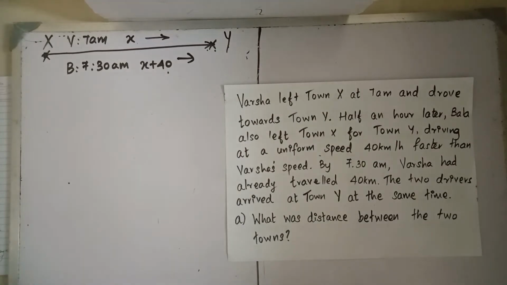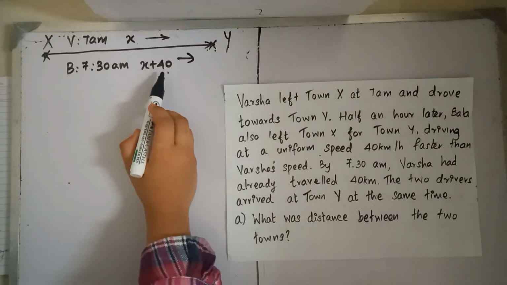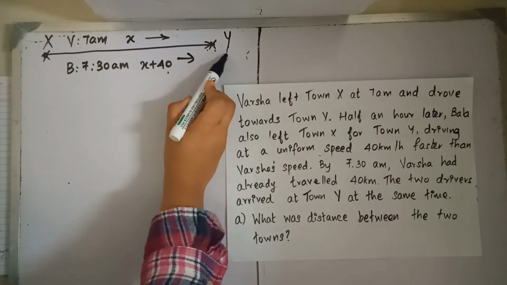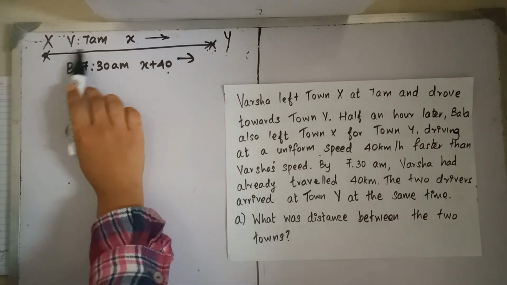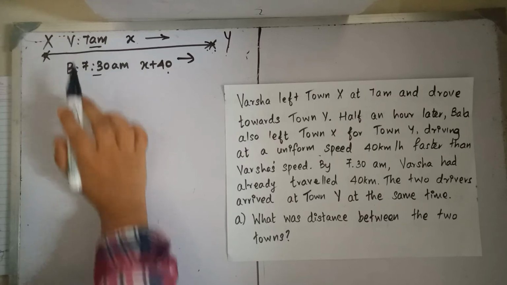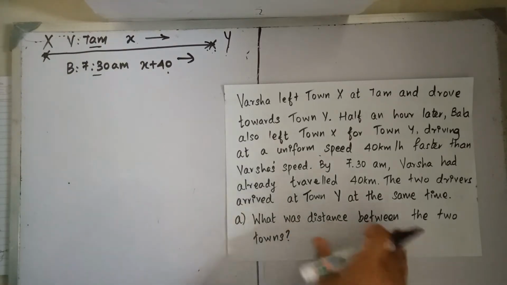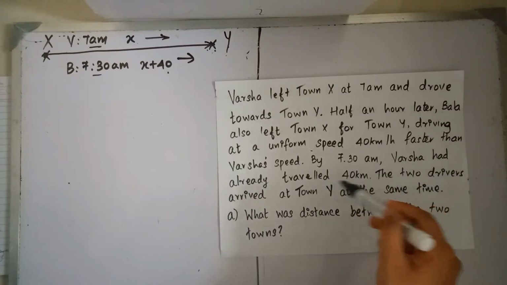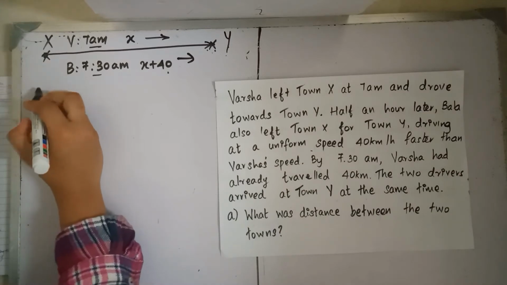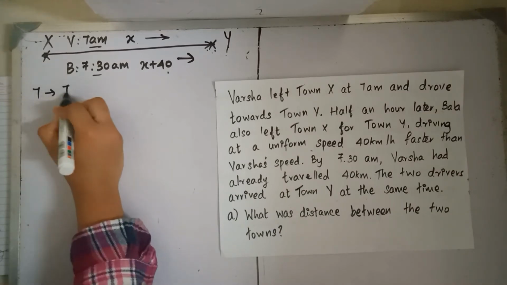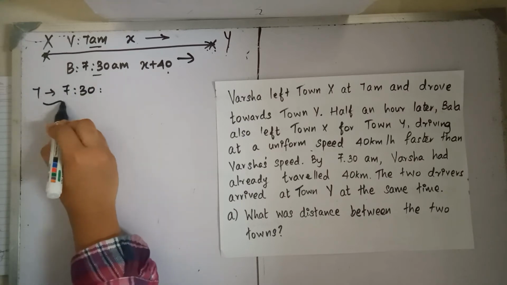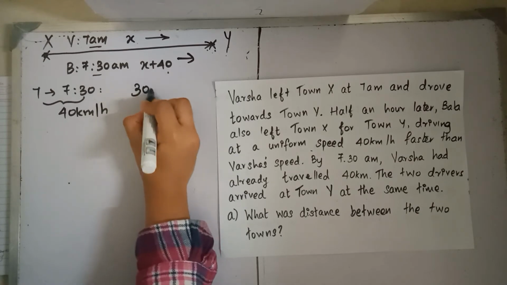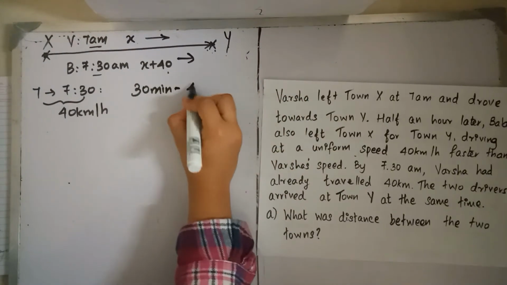Okay, so if you look at the problem, it seems like they both take the same amount of time to reach town Y because they reach it at the same time, but that's not actually true because they both start at different time periods. The question also states that by 7:30 am, Varsha had already travelled 40 kilometers. So she started at 7 and at 7:30 she had travelled 40 kilometers.